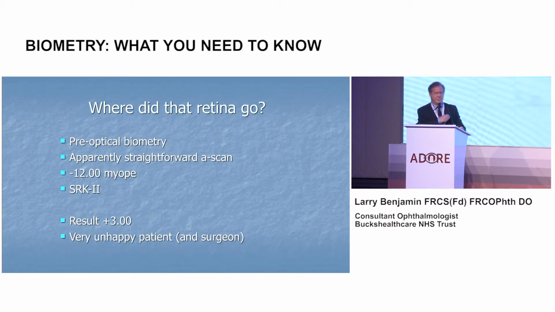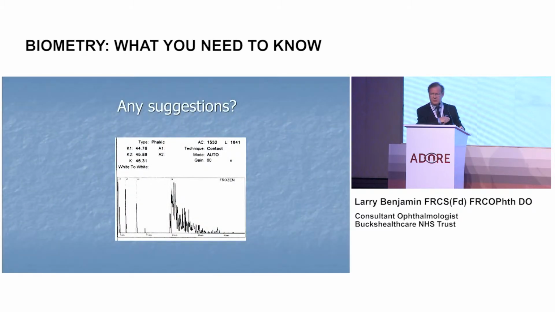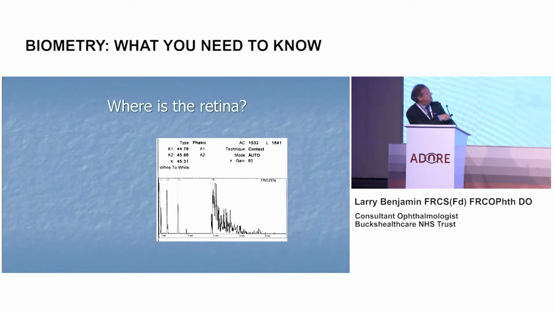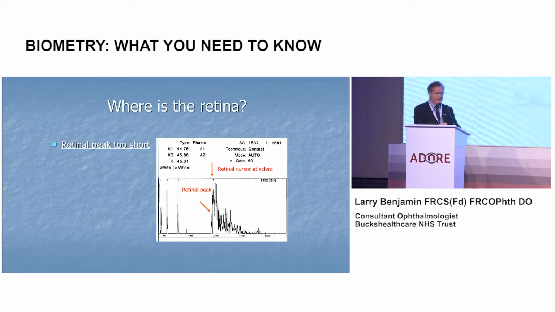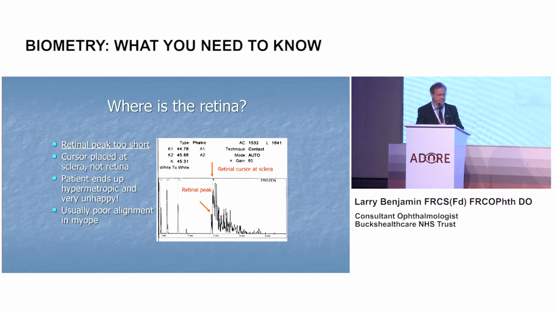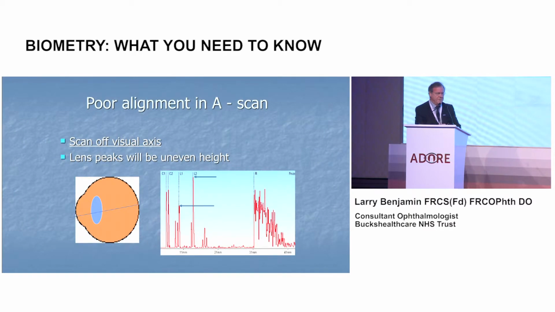But this patient ended up +3 and was extremely unhappy. Not as unhappy as the surgeon, obviously, but quite an unhappy patient. And looking at the scan, it was quite obvious that there was a problem here. It's perhaps a little difficult to see on this projection, but the retinal peak was thought to be here, and the retinal cursor was placed at the sclera here. And so the eye was measured too short, the cursor placed at the sclera, not at the retina. The patient ended up hypermetropic and very unhappy. So poor alignment is one of the reasons for this.